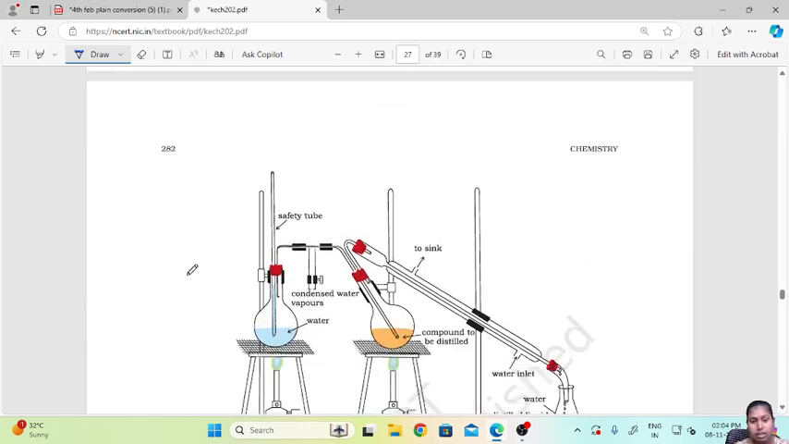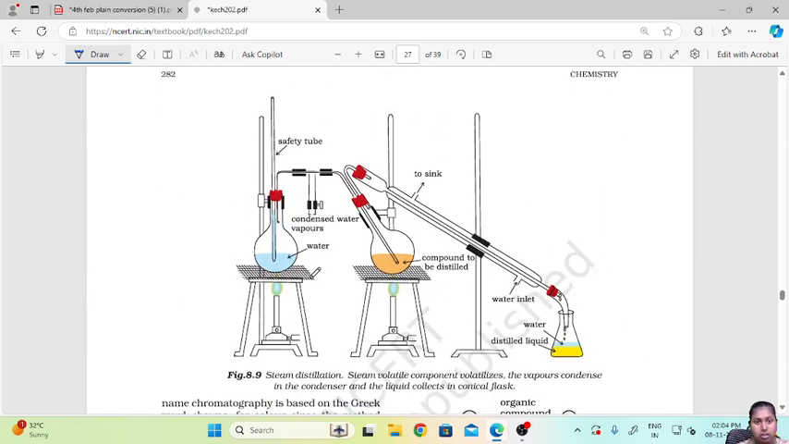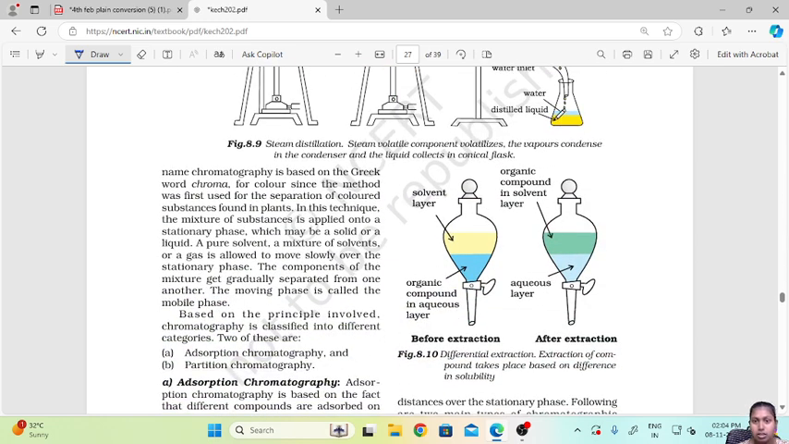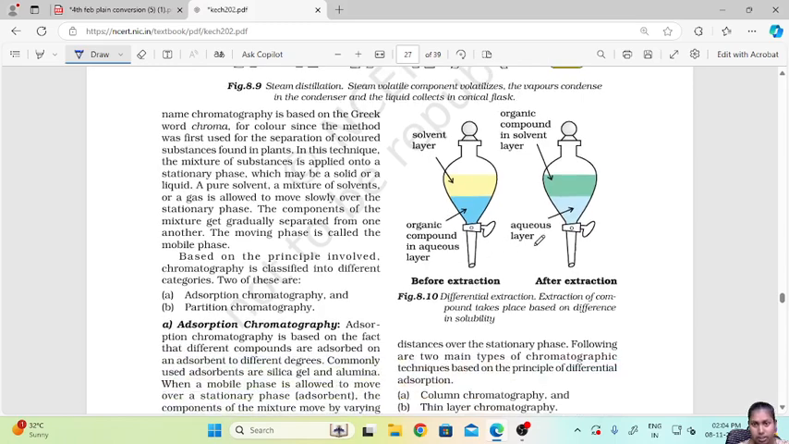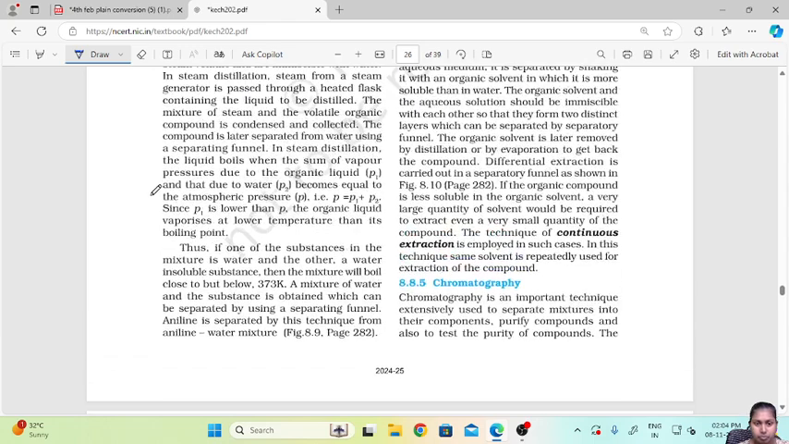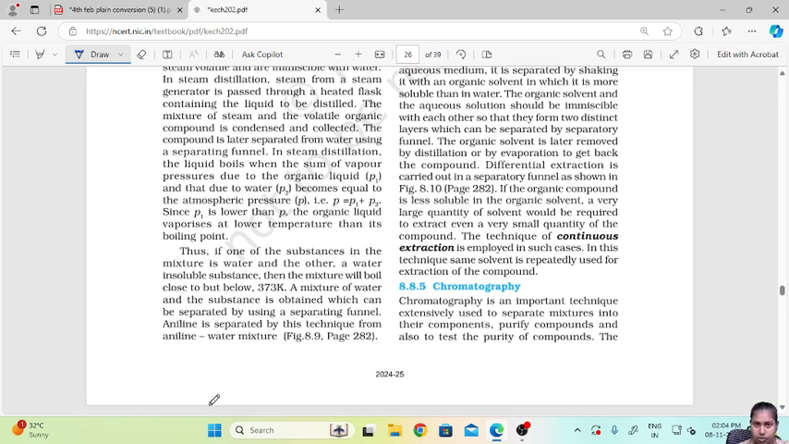Now there is something called a separating funnel. This is steam distillation. Now this is what a separating funnel is. So you get a solution of your distilled liquid and water. Now this can be separated out using the separating funnel. This is before extraction and this is after extraction. An example of steam distillation is aniline. Aniline is separated by this technique from an aniline water mixture.